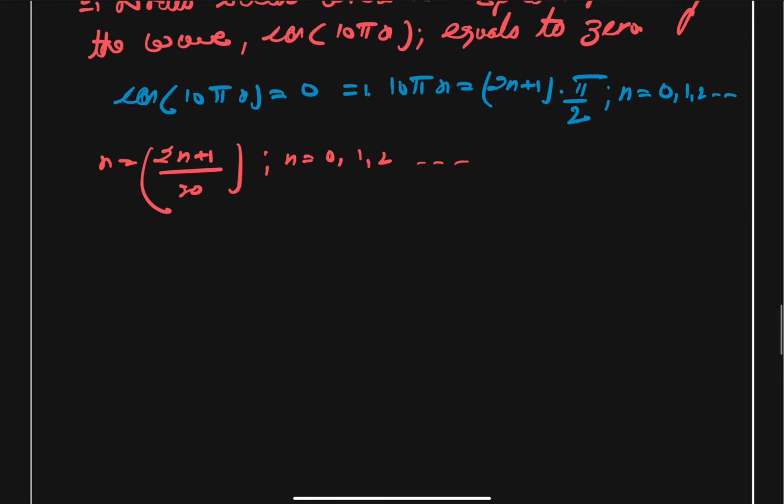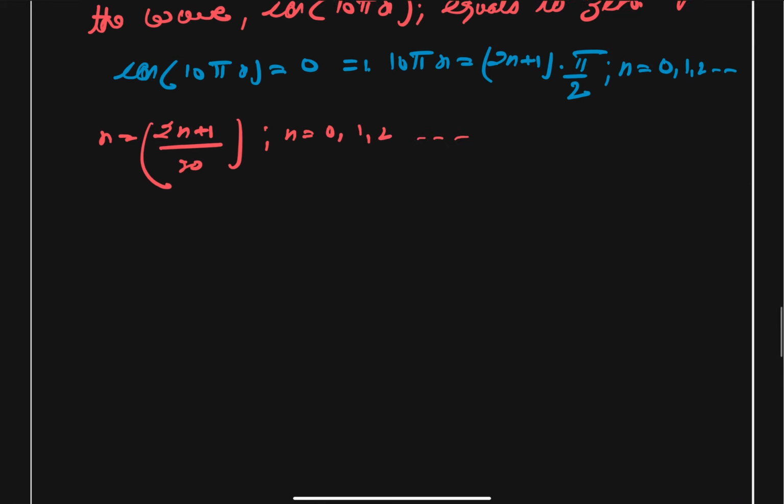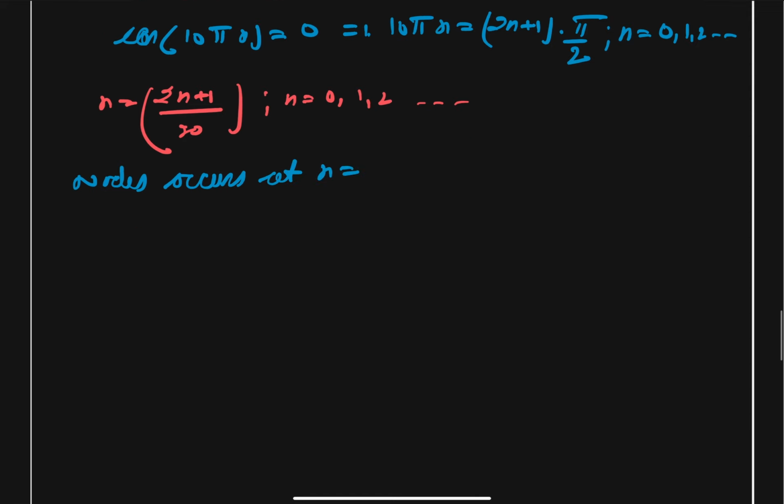Therefore we can write that nodes occur at x is equal to, we just put value of n 0, 1, 2 and so on. This gives us 1 upon 20 meters, and this is 3 upon 20 and so on.